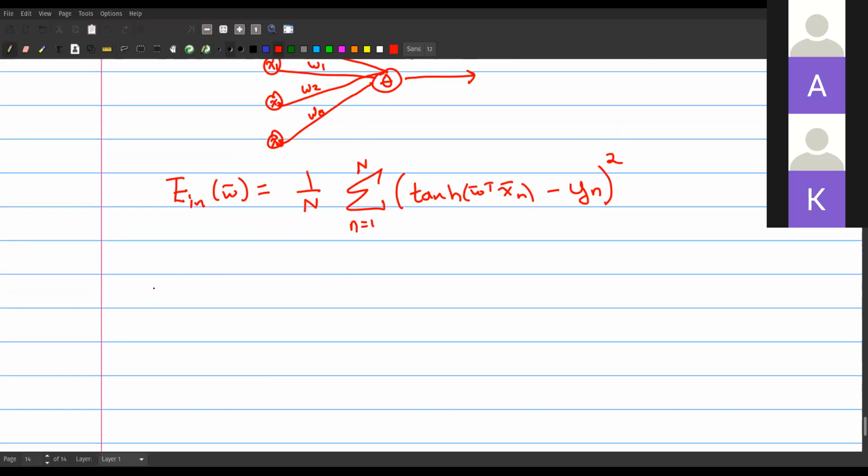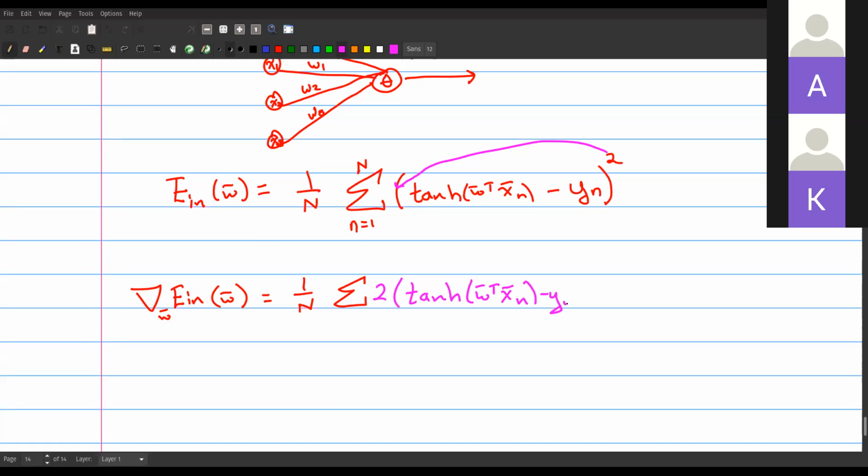So what if you were to take the gradient of this in this simpler case? This is the gradient over W, and W is just what we normally think of as a simple parameter vector. The gradient comes all the way inside the sum, and the 2 comes down, like in the usual derivative way. So you get 2 times tanh of W transpose xn minus yn. Now, by the chain rule, you have to multiply by the gradient of the inside.